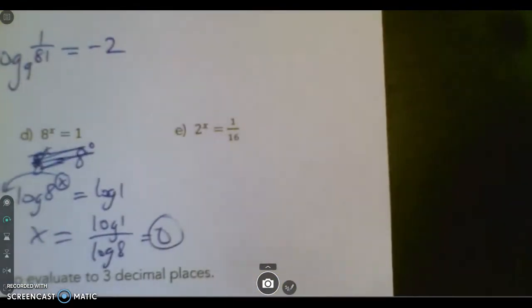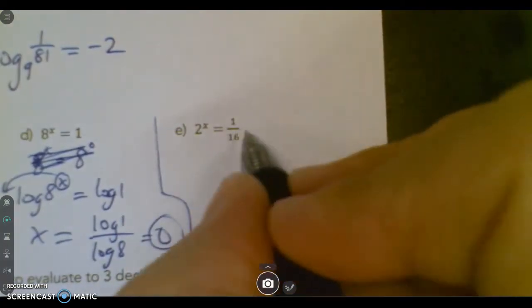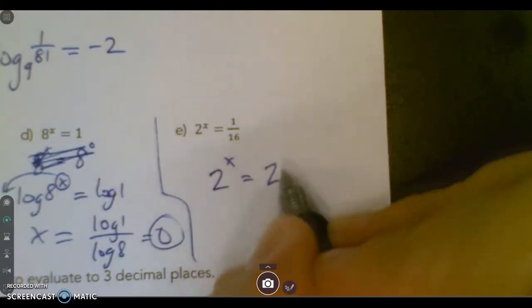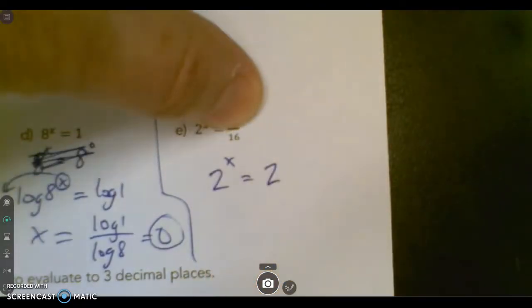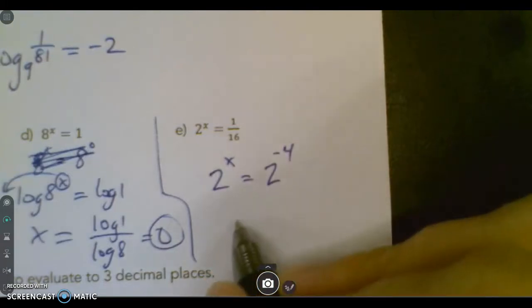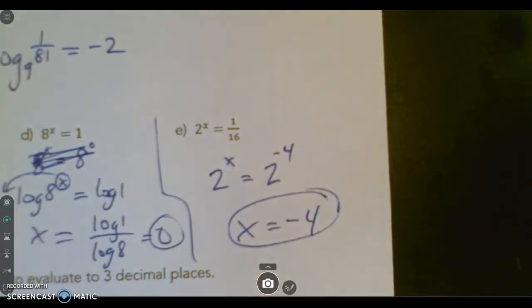Same here. You could log both sides, or you could notice that this is 2 to the, well, if I think about it, how do I make a 16 is 2 to the 4th, since it's in the bottom, negative 4th. Once again, if you didn't notice that, you could just log both sides.